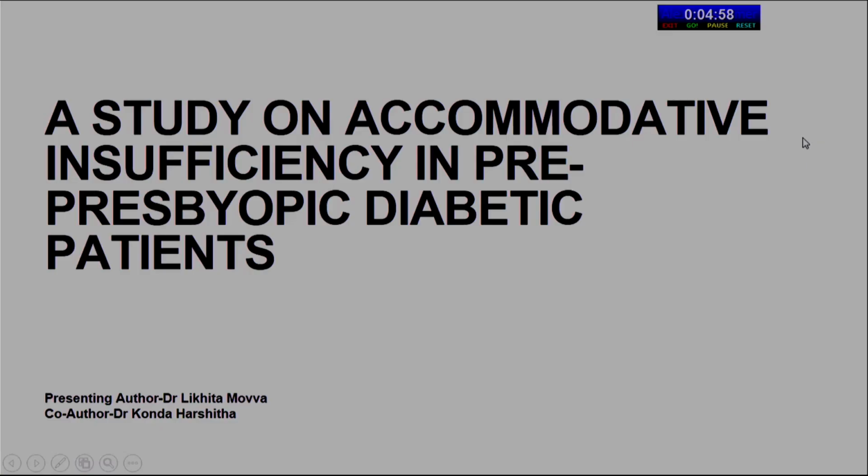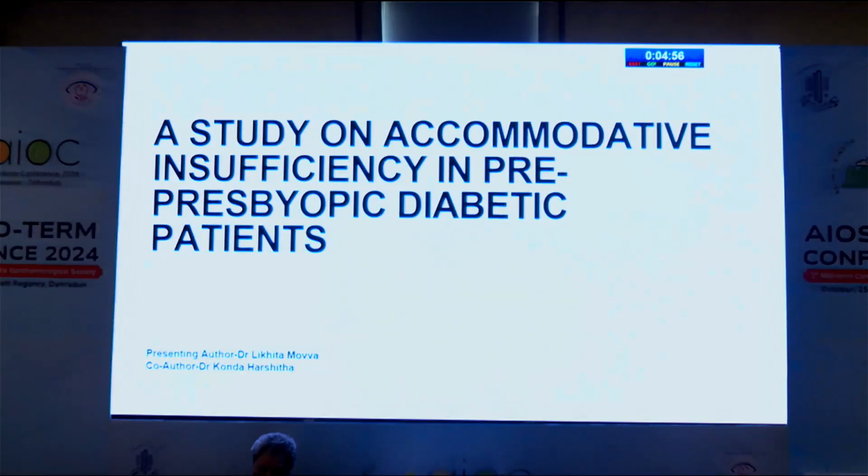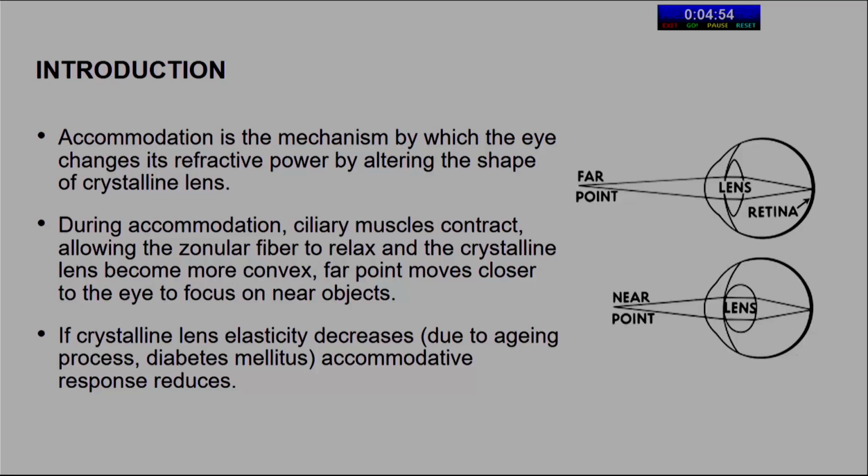Good afternoon, everyone. I'm going to present a study on accommodative insufficiency in pre-presbyopic diabetic patients. Accommodation is the mechanism by which the eye changes its refractive power by altering the shape of the crystalline lens. During accommodation, ciliary muscles contract, allowing the zonular fibers to relax and the crystalline lens to become more convex. The far point moves closer to the eye to focus on near objects.